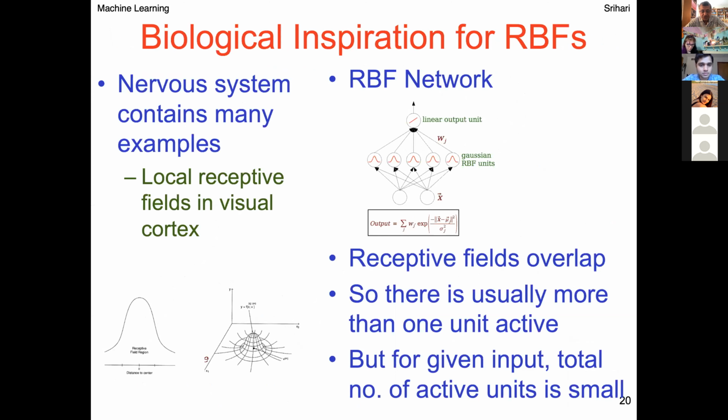This radial basis function also has a biological inspiration. This is a diagram of what's called an RBF, a radial basis function network. We have an input X and a linear output here, and there are Gaussian RBF units. These are all based on different centers, different means. And so we are running two values through this, and it is computing the values of the basis function.